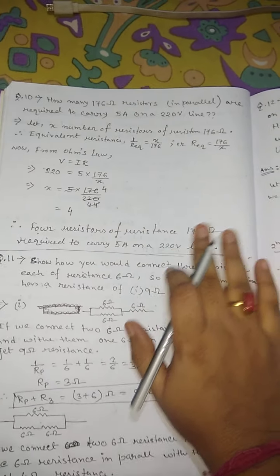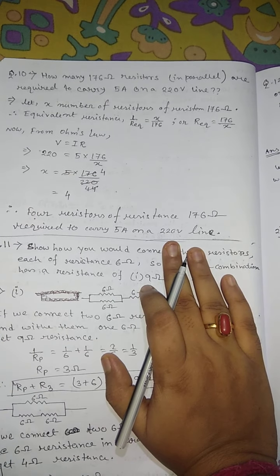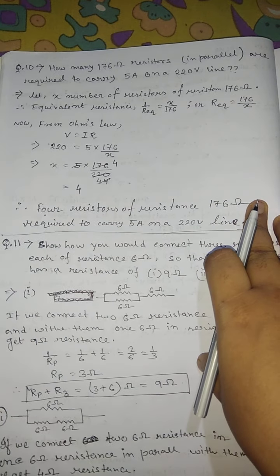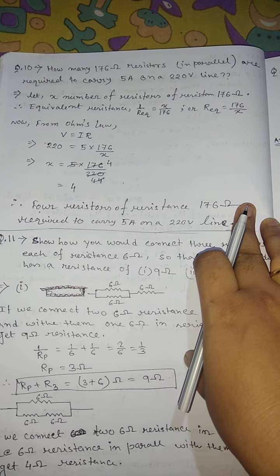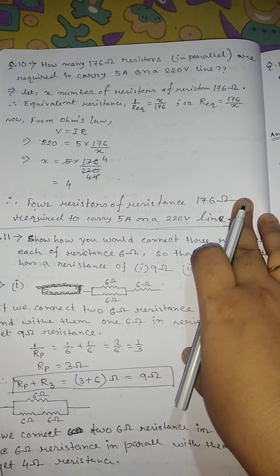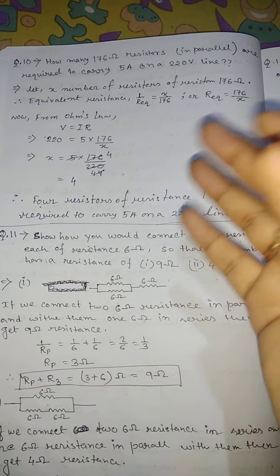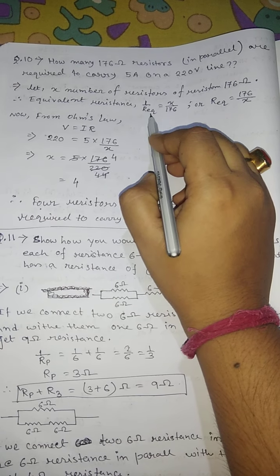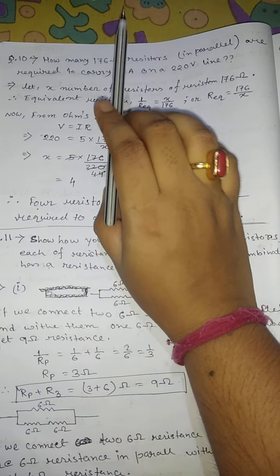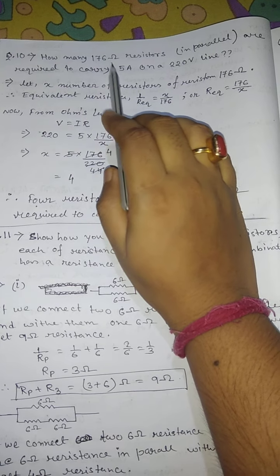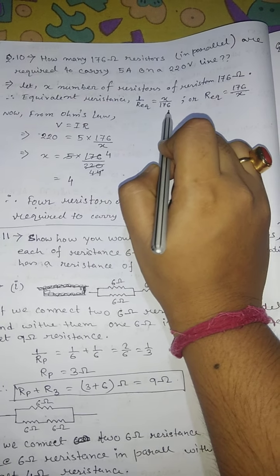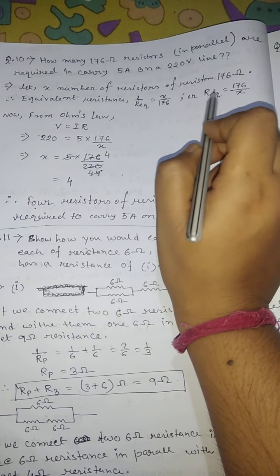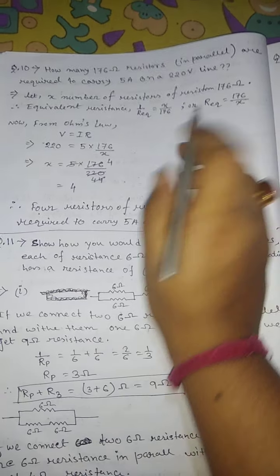Now question number 10. How many 176 ohm resistors in parallel are required to carry 5 ampere on a 220 volt line? So how many 176 ohm resistors are connected? Suppose X number of resistors are connected. We know that 1 by R equivalent equals, because one resistor has 176 ohm, so for X resistors, X by 176. So 1 by R equivalent equals X by 176, or R equivalent equals 176 by X.